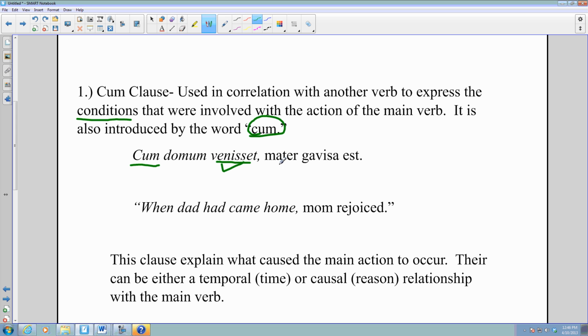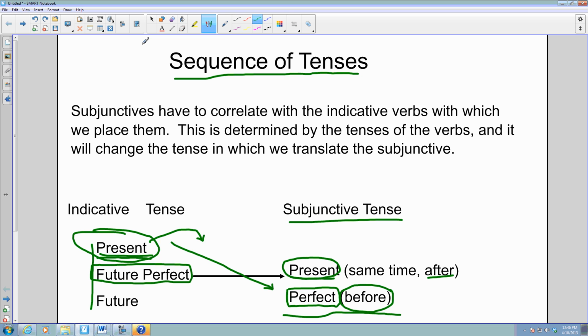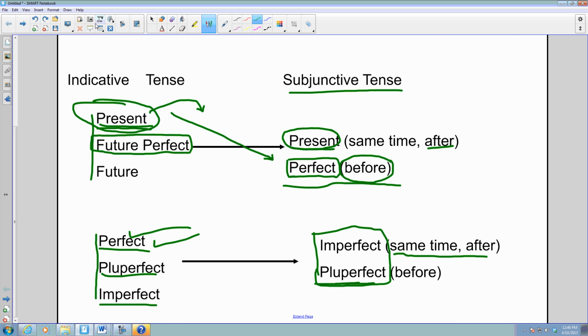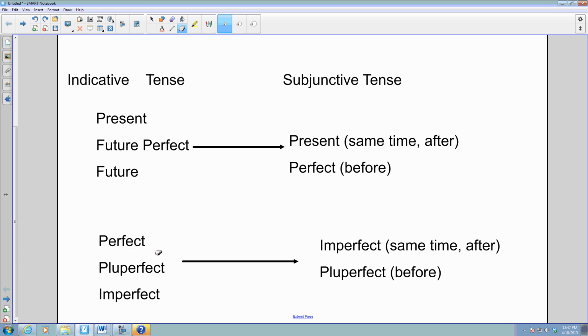Then we have mater gravis est. Here we have what tense? We have a perfect tense with a pluperfect subjunctive. Going back to our sequence of tenses, does that match? Let me erase this real quick to get back to this. We had a perfect verb, the main verb, gravis est, and then we had a pluperfect subjunctive. That fits. They match. So we're good.